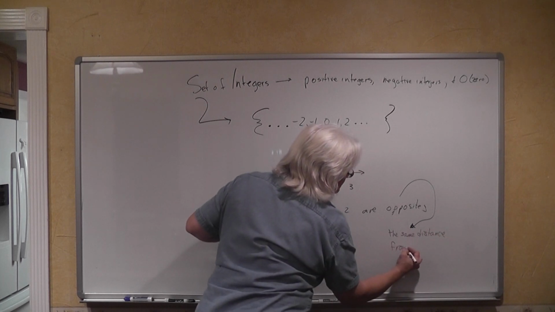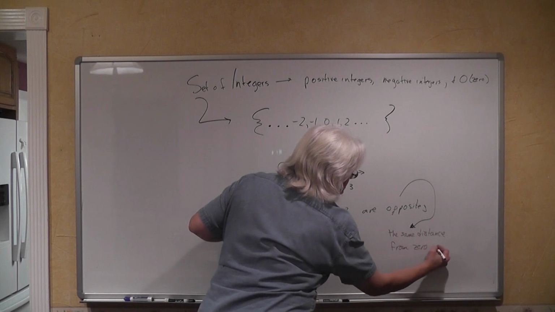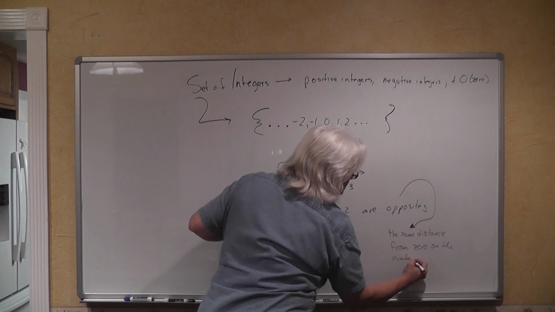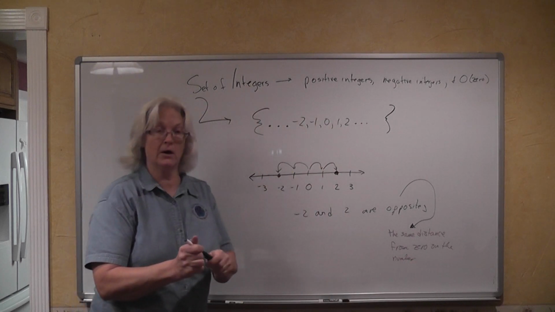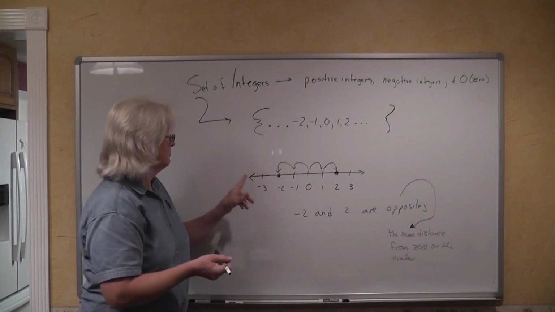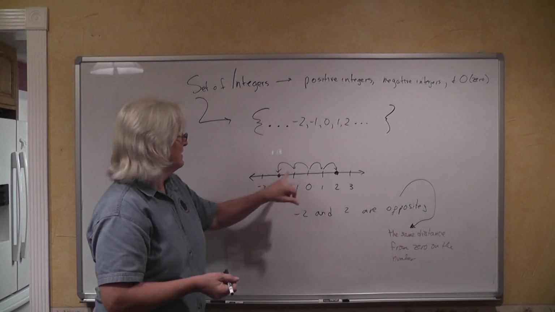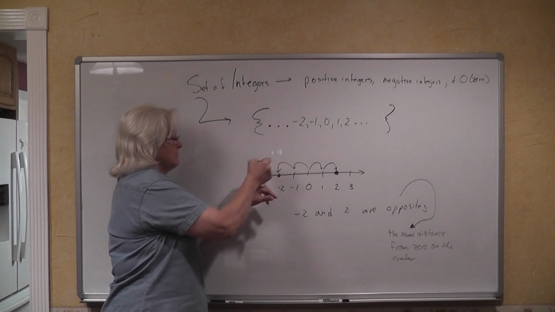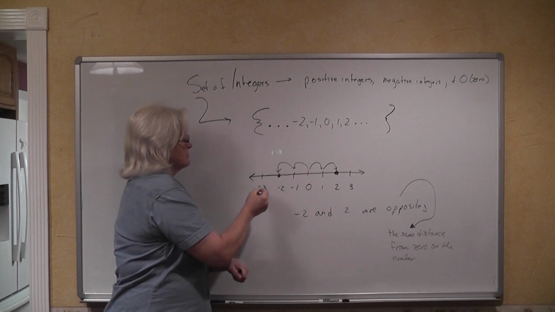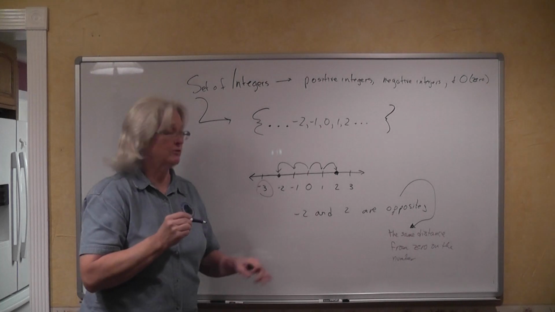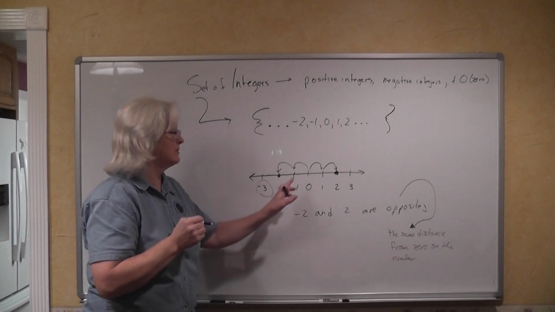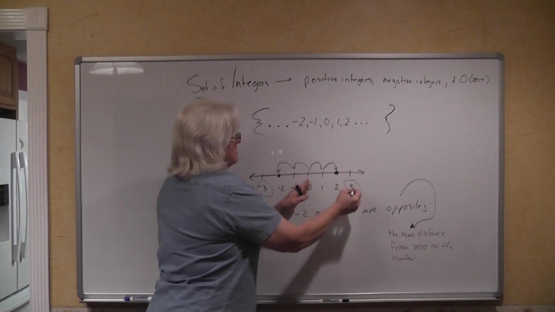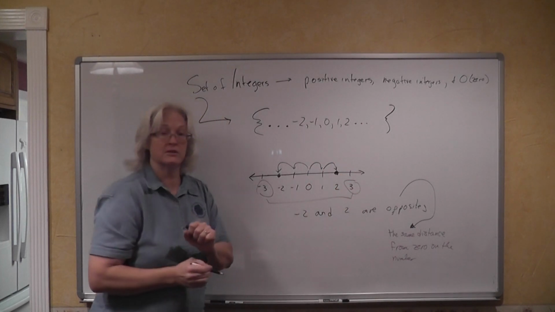Same distance from 0 on the number line. So what would the opposite of 3 be? Here's 3. How many units is it from 0? 1, 2, 3. So what is its opposite going to be? If -3 is 3 units to the left of 0, its opposite is going to be 3 units to the right, which obviously is a +3.